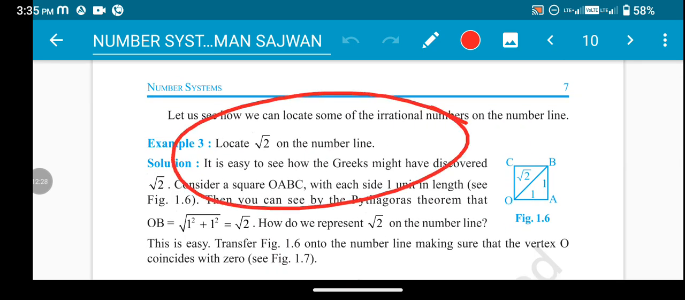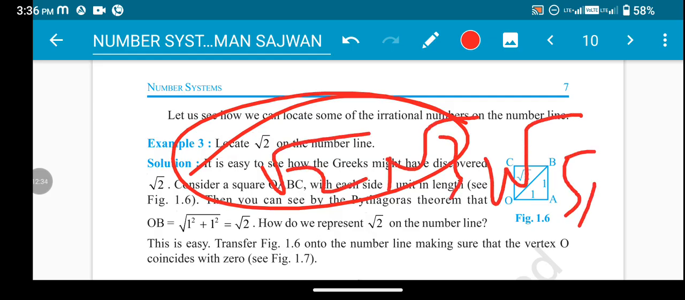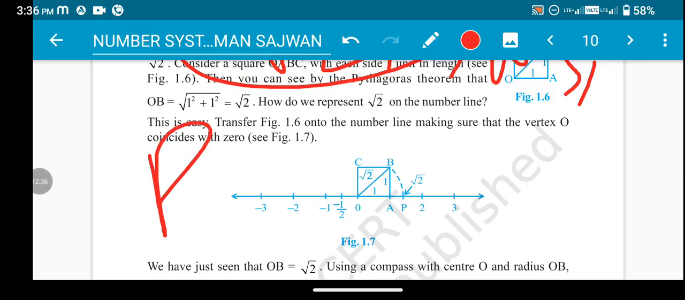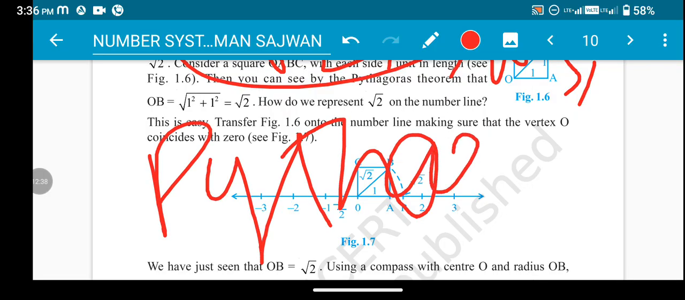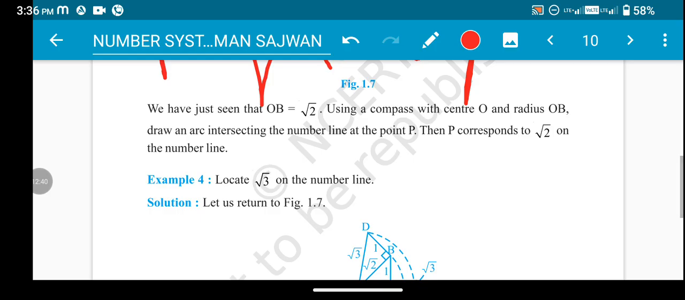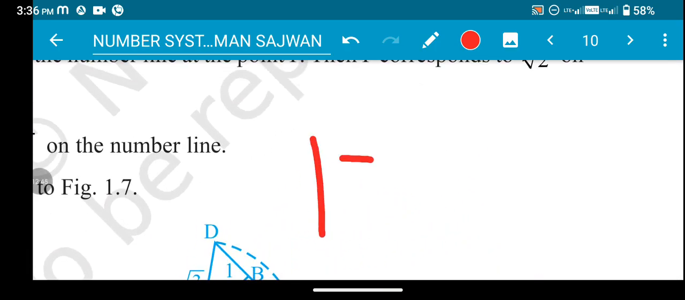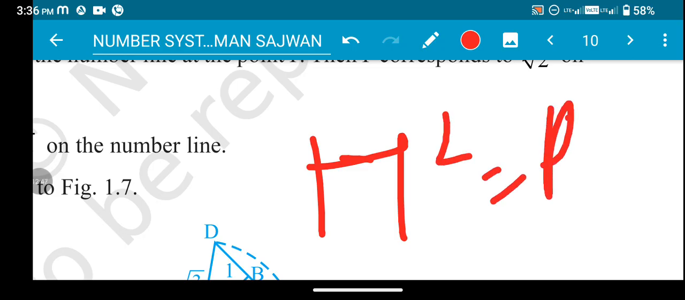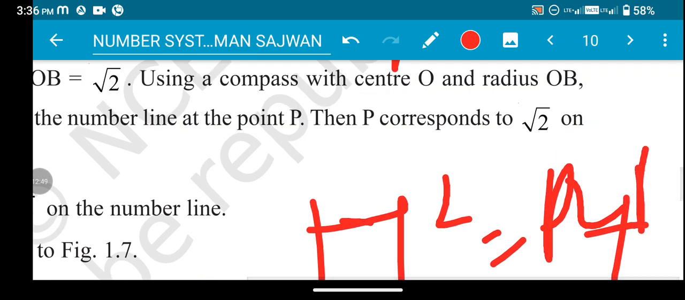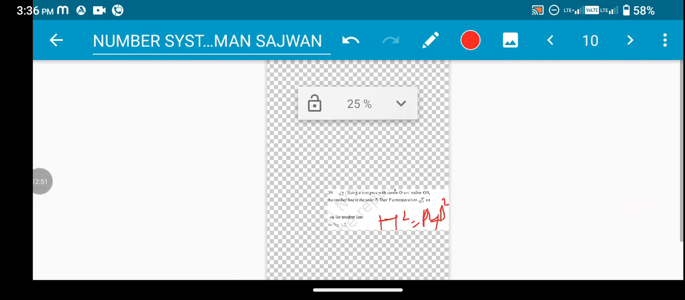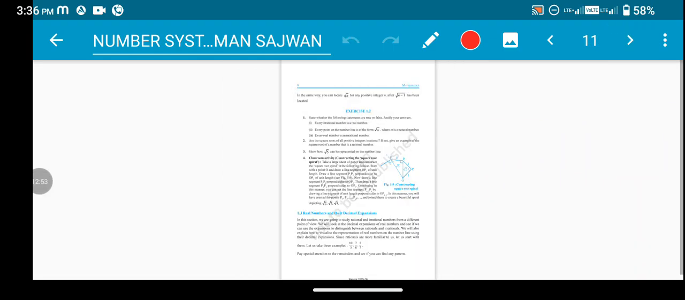If we have to show root 2, root 3, root 5, root 7 on the number line, we can do it by the Pythagoras theorem. What does Pythagoras say? It says hypotenuse square is equal to perpendicular square plus base square. This is all about irrational numbers and how to calculate.